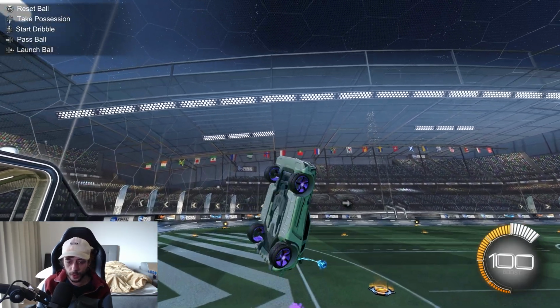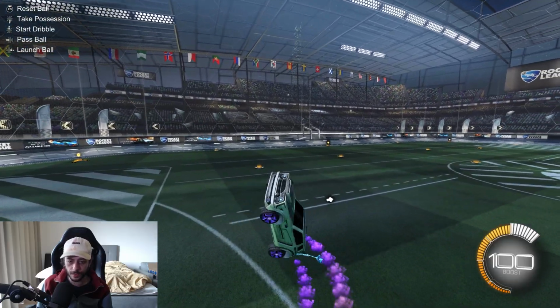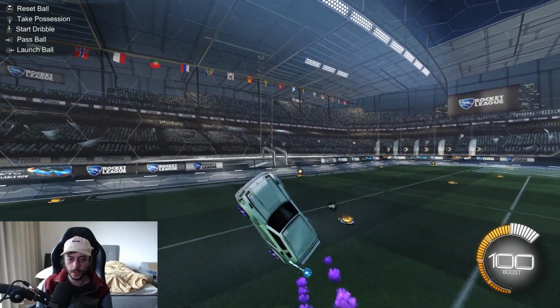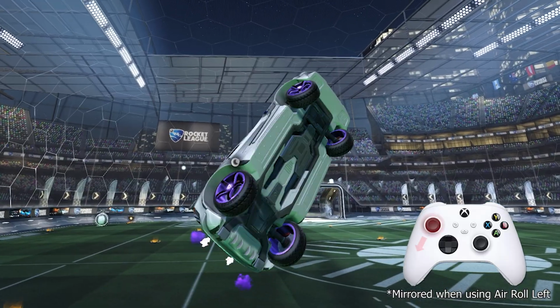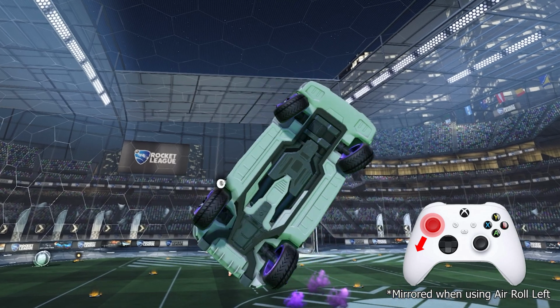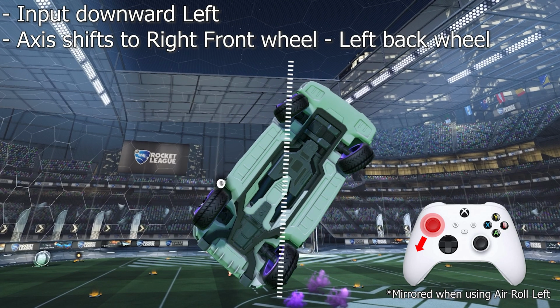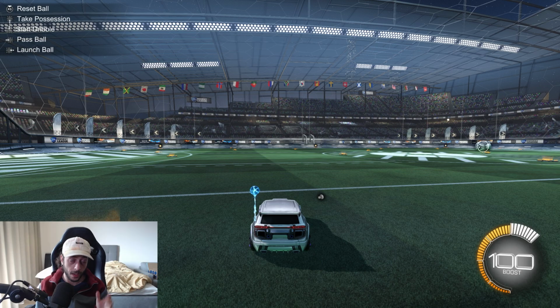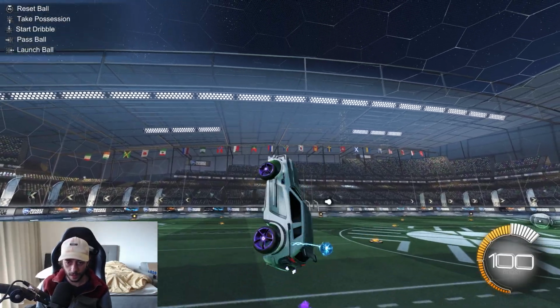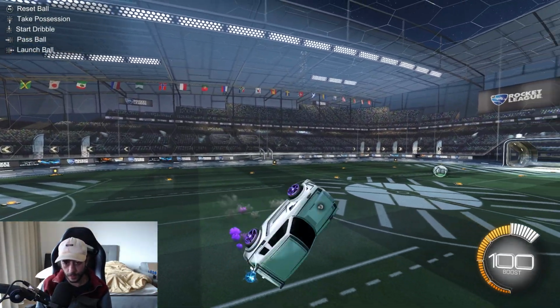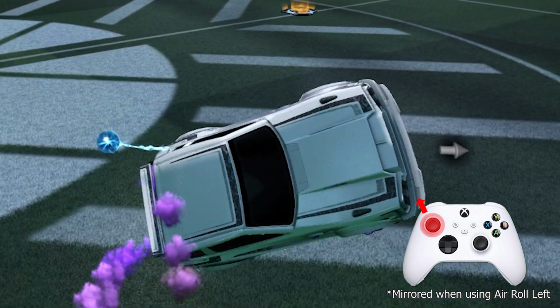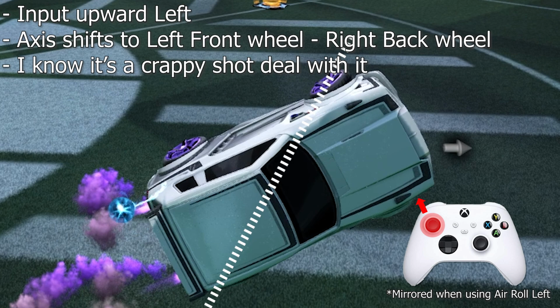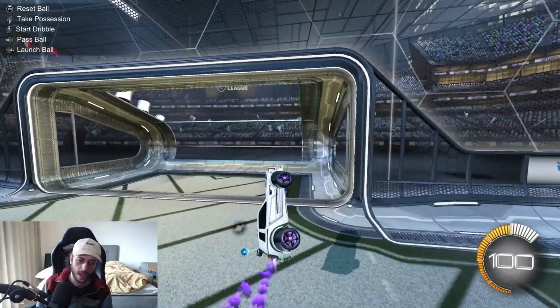So that being said, when I use my left stick and I point it to the downward left side, you'll see that the axis of my rotation will no longer be from the front bumper to the end bumper, but rather from my right front wheel to my left back wheel. And if I push my left stick in the opposite direction, meaning on the upward left side, it will take the opposite side, spinning from the left front wheel to the right back wheel. And this is what makes your car eventually turn left or right. It's really about shifting the axis of your rotation.